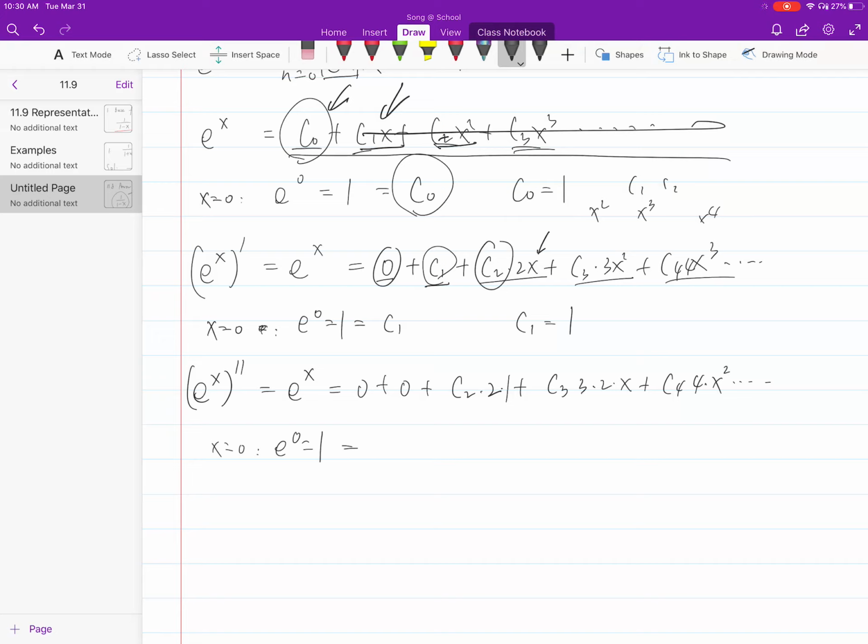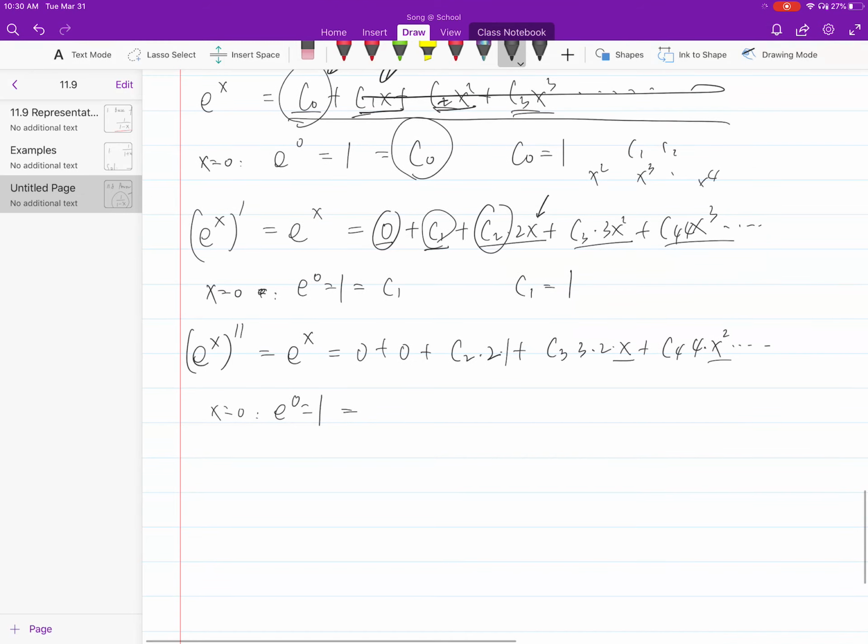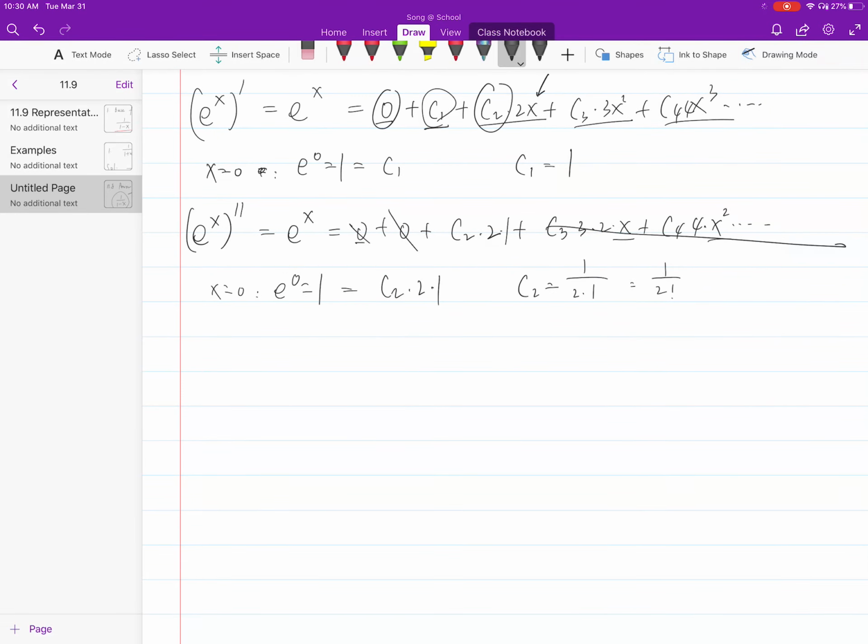Anything after that, x cubed, x to the 4th, you take the derivative twice. This one will still have a leftover of x. Then if you plug in x equal to 0, they're all gone. The first two are also gone. C2 remains. In this way you can solve for C2, which is 1 over 2 factorial. Try to do this yourself. Try to see the pattern.